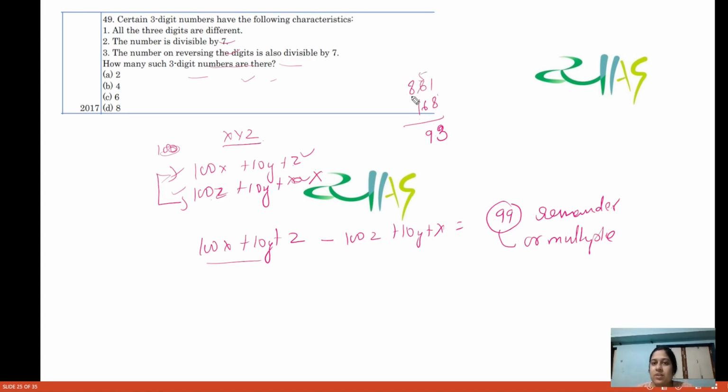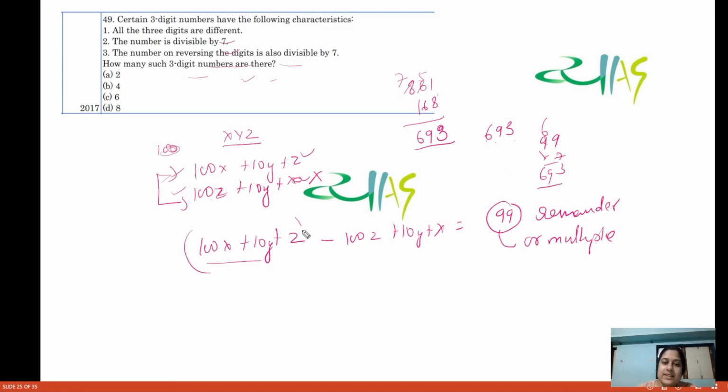And here you are getting what? This is 7, so this becomes 693. Now, is 693 a multiple of 99? Obviously, 7 nines are 63. This is 7 nines are 63, 693.